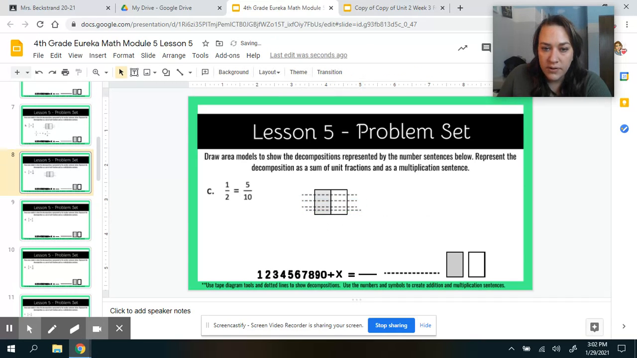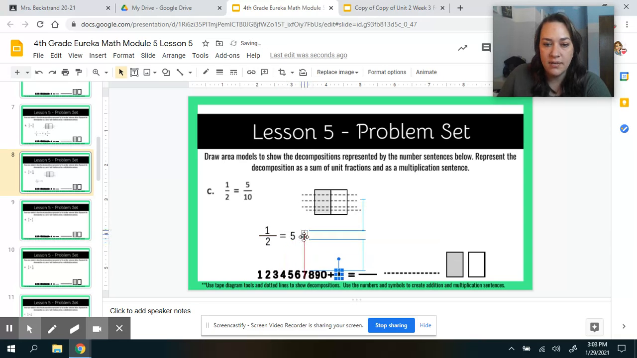So 1, 2, 3, 4, 5. 5 are shaded. So I have 5 and 5, which gives me 10. So 1/2 is equal to 5/10. If we were to write that as that multiplication, our new fractional unit is tenths, and how many did we have? 5. So we're going to say 1/2 is equal to 5 times 1/10, which will give us the total of 5/10.